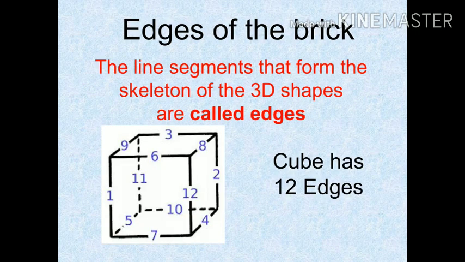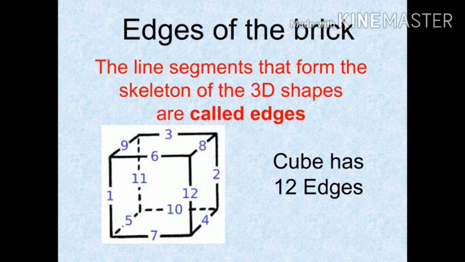Second constraint, edges of the brick. What do you mean by edges? Edges are line segments. First, what do you mean by line segments? The line which joins 2 points is called a line segment. So the line segments that form the skeleton of the 3D shapes are called edges.